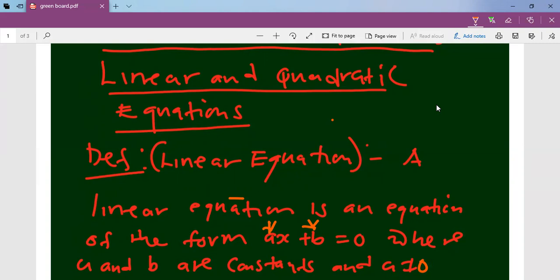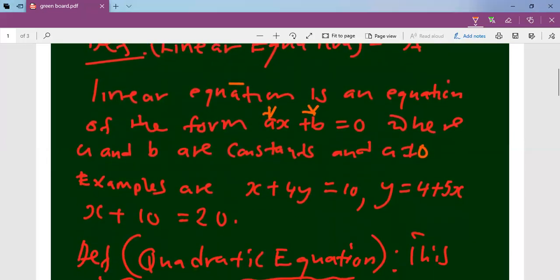Examples of linear equations are: x plus 4y is equal to 10, it is a linear equation; y is equal to 4 plus 5x; x plus 10 is equal to 20. All these are linear equations. If you look at the first two cases, they are linear equations in two variables, that is, we have got x and y.